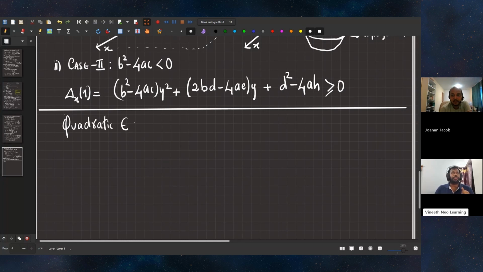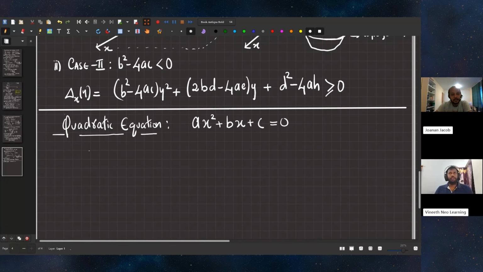Quadratic equation. Just take a general quadratic equation ax squared plus bx plus c equals 0. What will its graph look like?